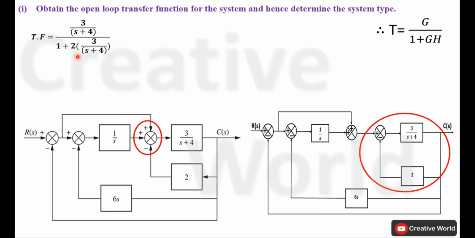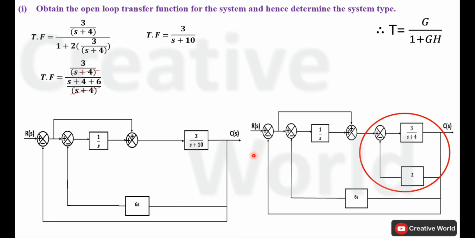Solve this equation. 2 will multiply with 3, it will become 6, and s plus 4 will multiply with 1, it will become s plus 4 plus 6 divided by s plus 4. Now these two s plus 4 are both in the denominator, they will cancel out with each other, and the transfer function will become 3 divided by s plus 10. 6 plus 4 will become 10. We have replaced this block diagram with its transfer function.